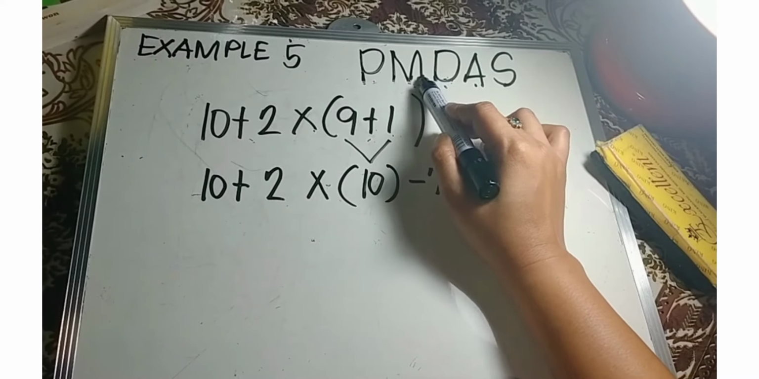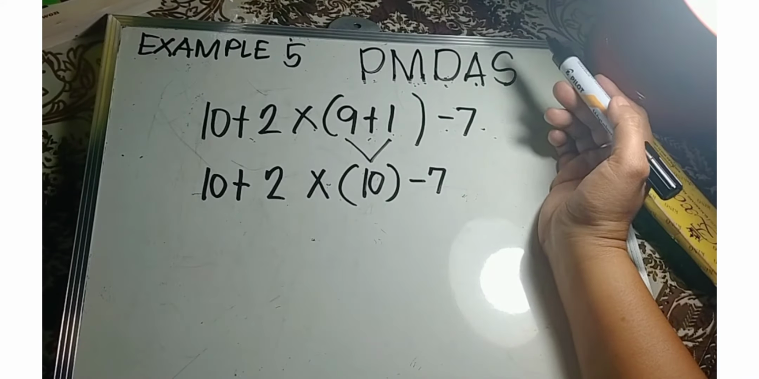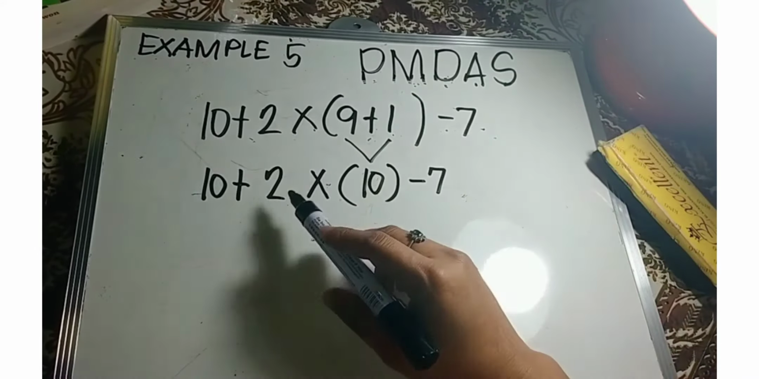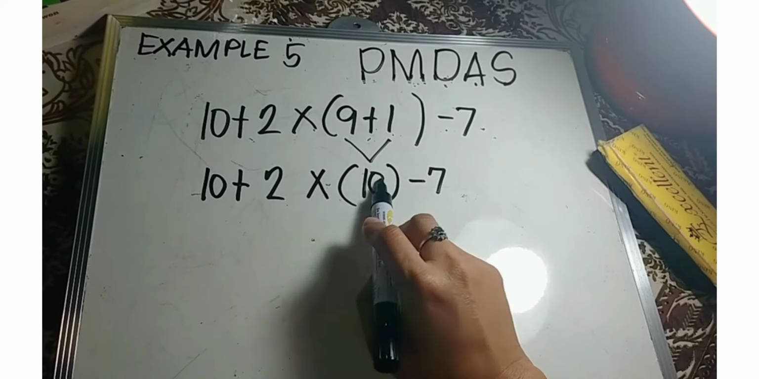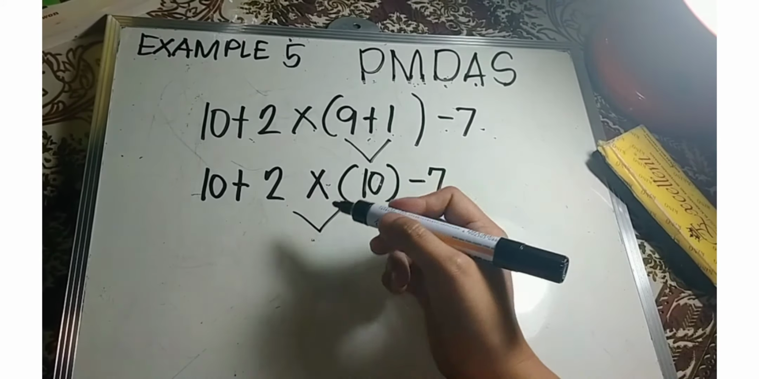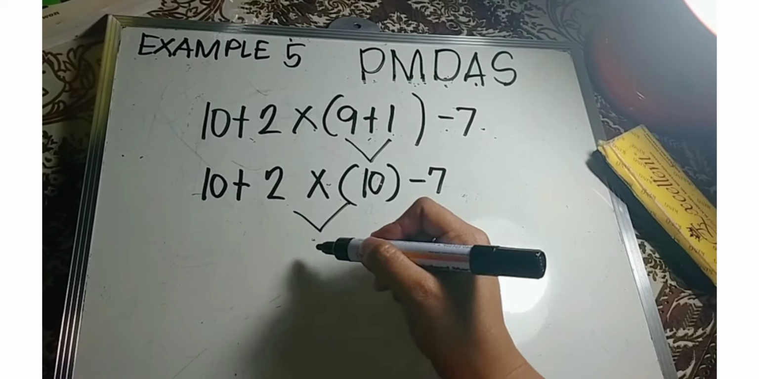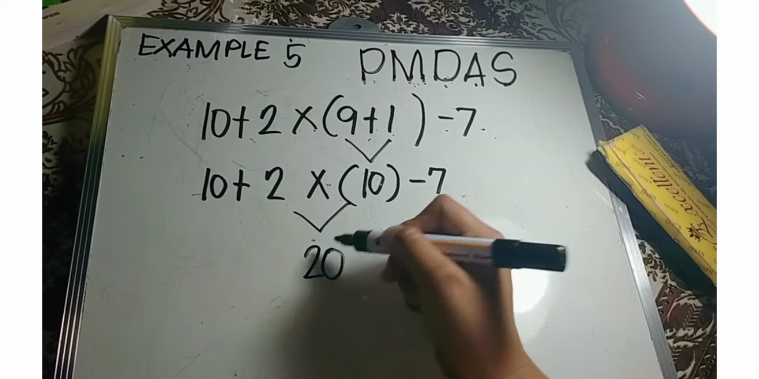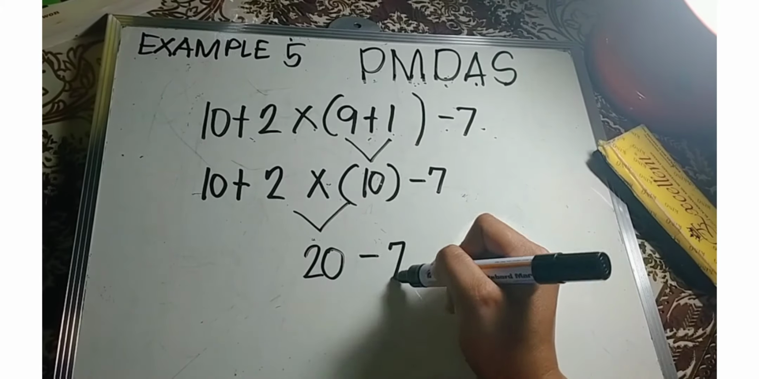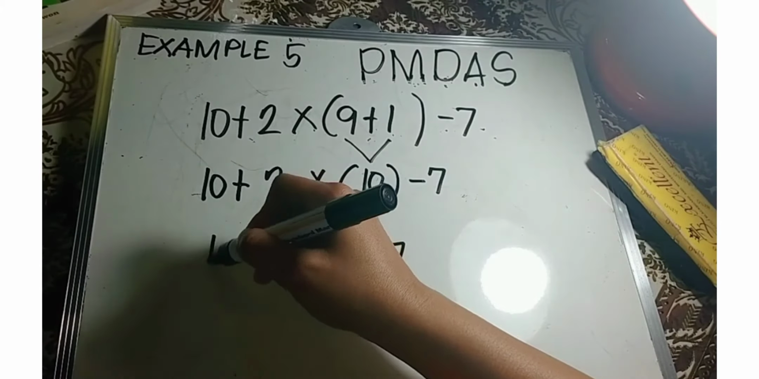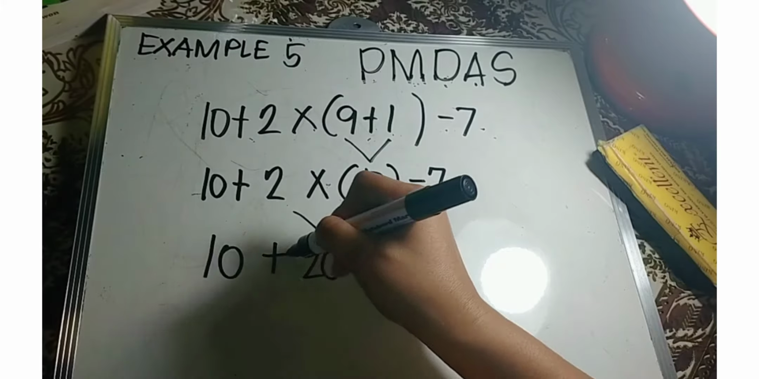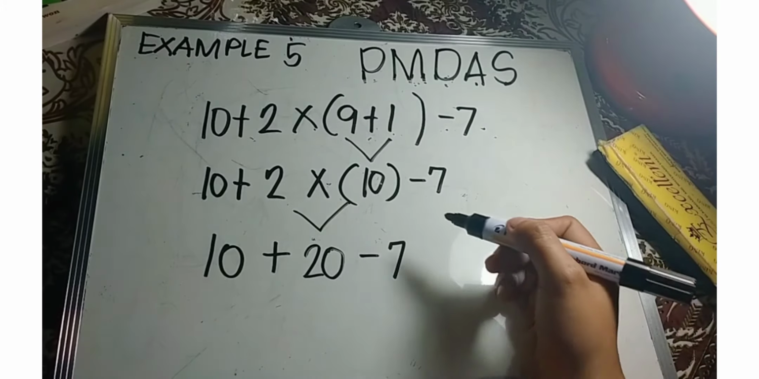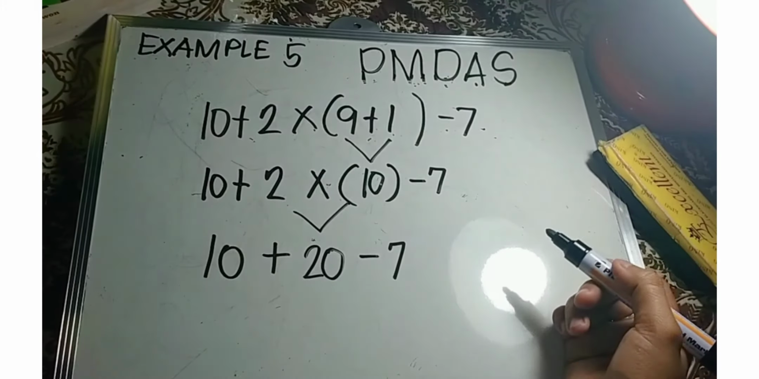Next is multiplication. Do we have multiplication here? Yes, we have multiplication which is 2 times 10. Okay, let us proceed now to 2 times 10. 2 times 10 is 20. And then copy natin yung remaining operations and numbers. Okay, so ito na po yung 2 times 10, 20.